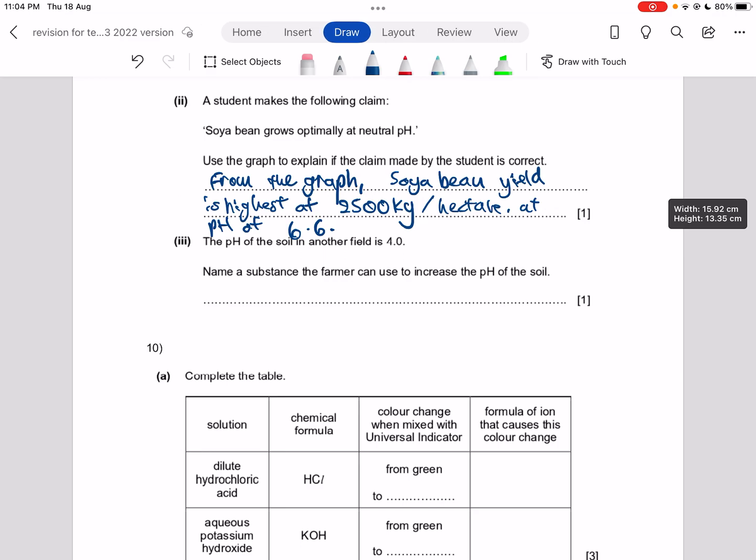Okay, so the pH of the soil in another field is 4. Name a substance that the farmer can use. Same thing as before: calcium oxide or calcium hydroxide, right?